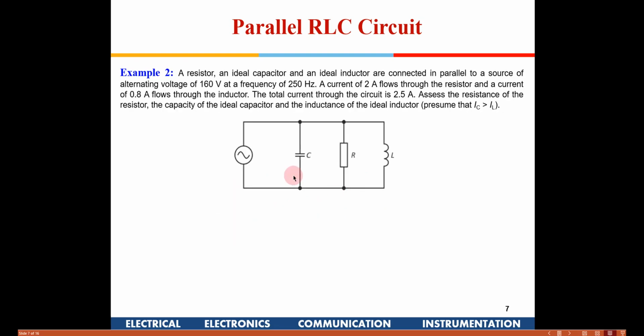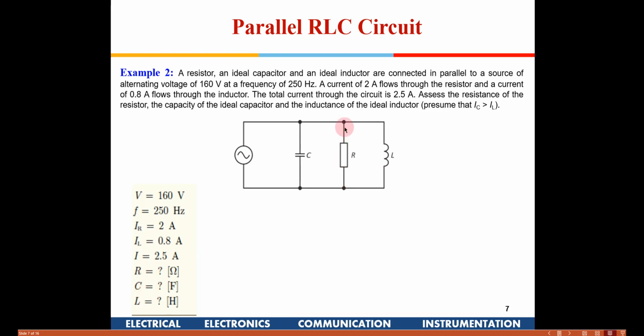Okay, if you see here, the voltage is given as 160 volts. That is the RMS voltage. Frequency is given as 250 hertz. IR, the current through the resistor, is given as 2 amperes. The current through the inductor is given here. The current through the capacitor is not given here, but in lieu of that, the total current being drawn from the source is given as 2.5 amperes. Now we need to compute the values of R, C and L.